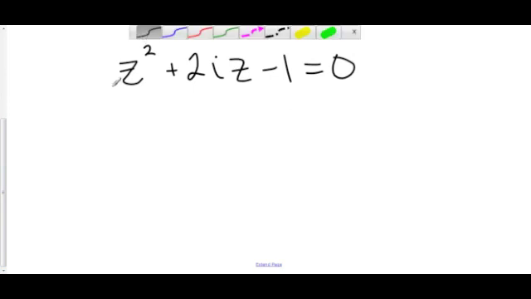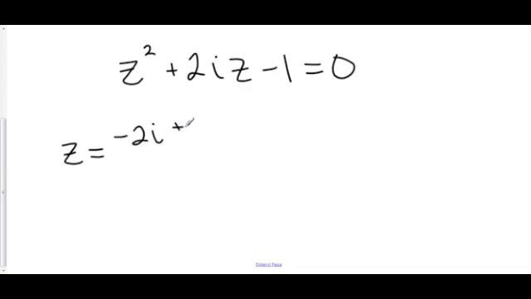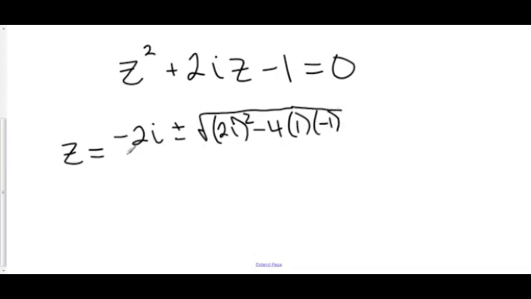Now my a here is 1, my b is 2i, and my c is negative 1. We're just going to use the quadratic formula. So we have negative b, negative 2i, plus or minus the square root of b squared, that's 2i quantity squared, minus 4 times a times c, all over 2a, which is 2 times 1.